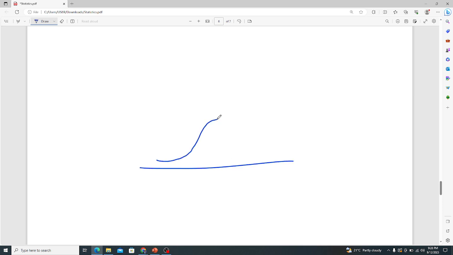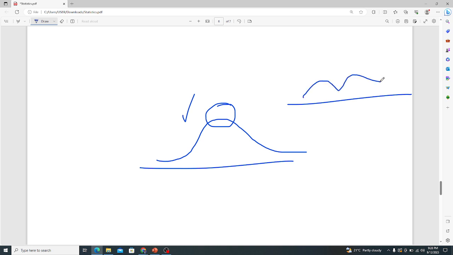Let's assume it's like this. We'll only have one peak. This is right, this is not right. This won't be a normal distribution because you can see we have three peaks. For a normal distribution we'll always have one peak.